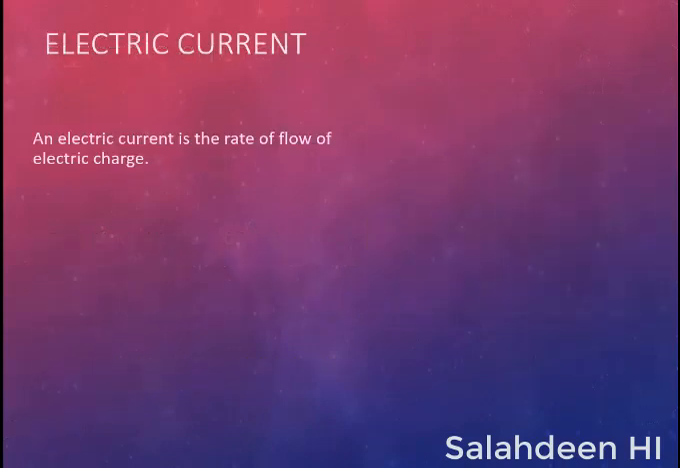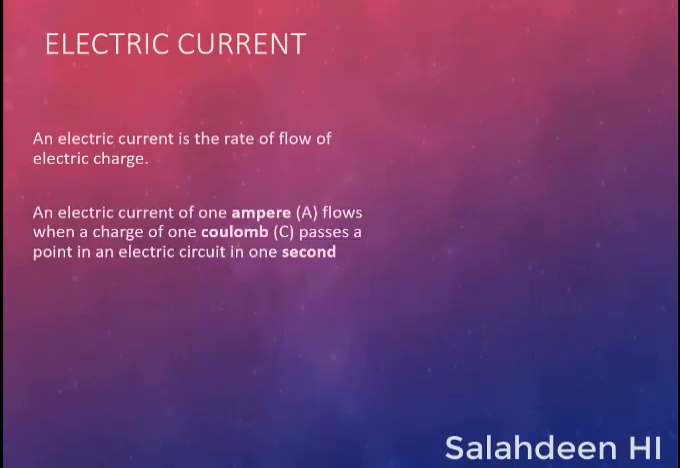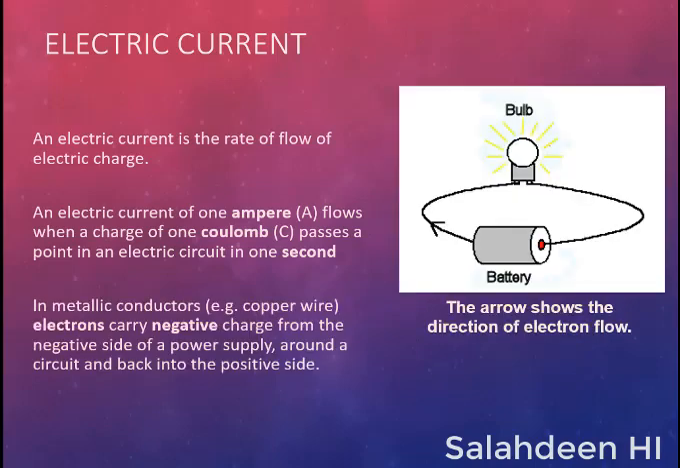Electric current. An electric current is the rate of flow of electric charge. An electric current of 1 ampere flows when a charge of 1 coulomb (C) passes a point in an electric circuit in 1 second. A metallic conductor is, for example, copper wire.